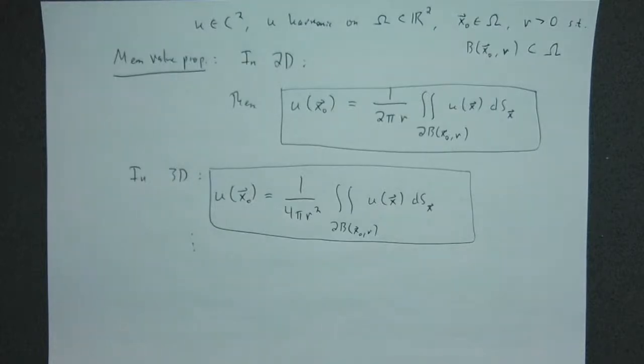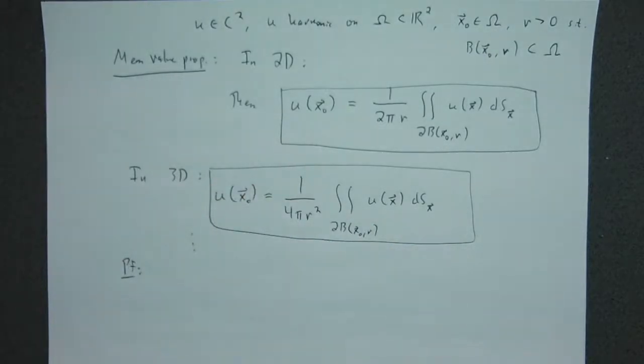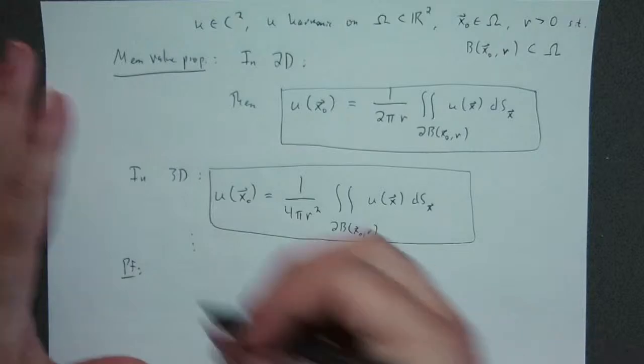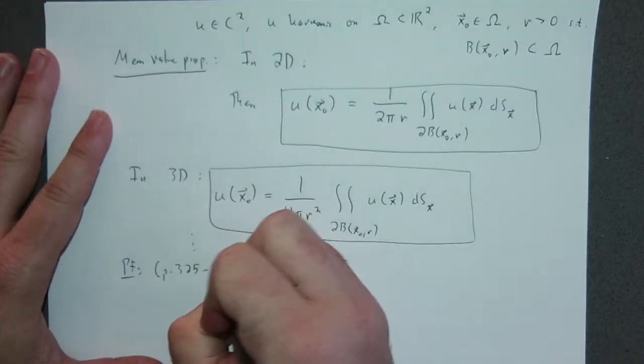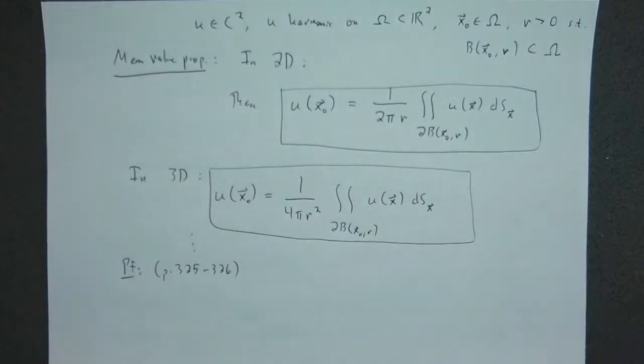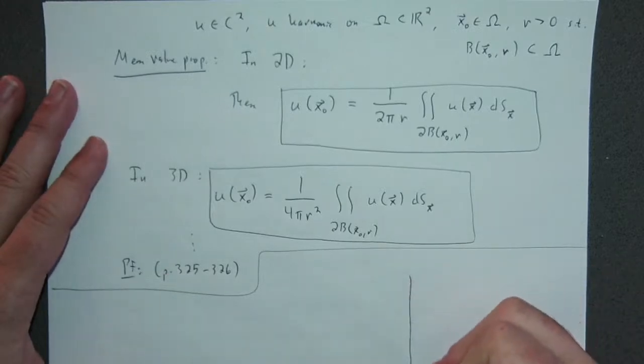So I'm actually going to leave the proof. I'm not going to discuss this. We're just going to use it. So the proof is on page 325 to 326. So we're just interested in what this says. Now, a couple of things to notice here. So let's draw a picture. I'm going to draw a picture of the 2D case, obviously, because it's just easier.